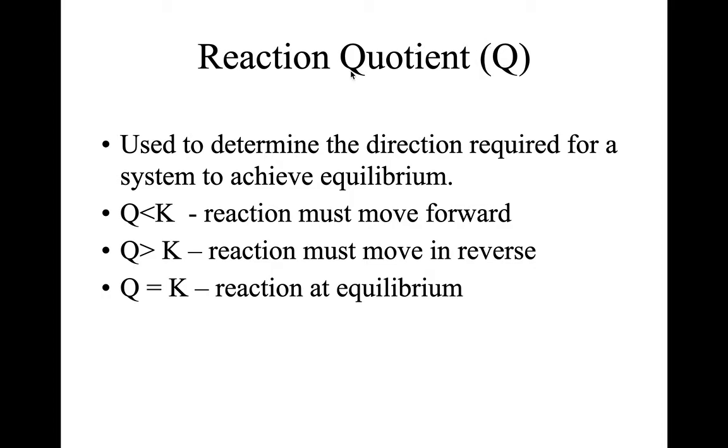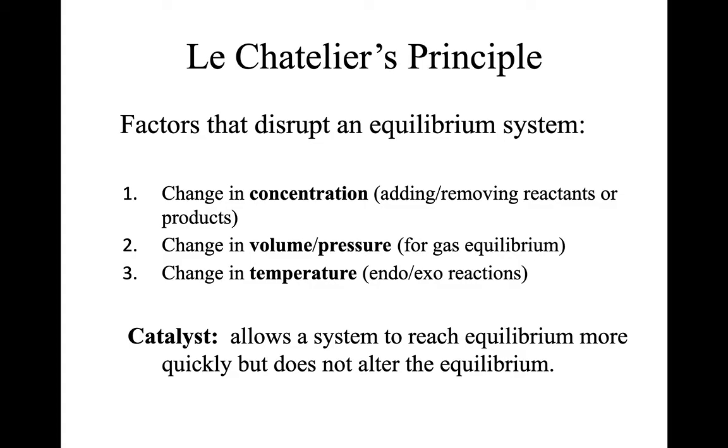So if you plugged in your concentrations and your Q came out too small, less than K, then your reaction needs to make more product. It needs to move forward so that Q gets bigger. If Q is greater than K, then your reaction has too much product. Q needs to get smaller, so you need to consume some product to make some reactant so that as you plug in concentrations, Q decreases until it reaches K, and so your reaction will move in the reverse direction. If Q perfectly equals K, your reaction is already at equilibrium.